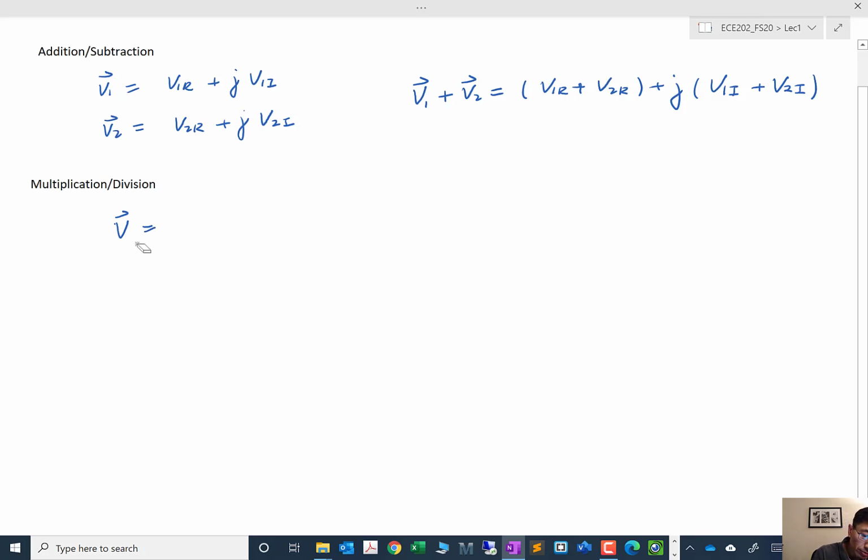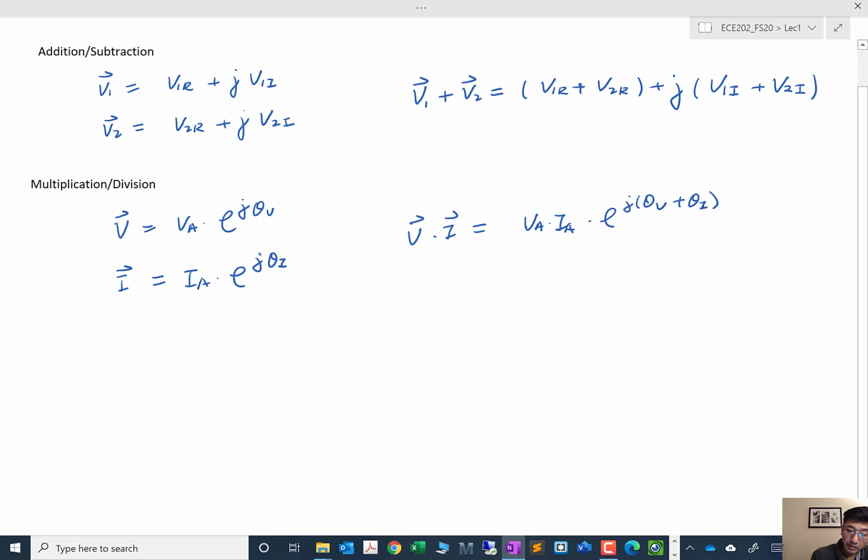Okay, and for the multiplication and division, if you have polar form, let me use v equal to Va times e^(j theta_v) in exponential notation. And if you have a current equal to Ia times e^(j theta_i), then the product v times i is just equal to Va times Ia, the product of the magnitudes, and you just add the phase angles, because for the product of the two exponential functions, you add the exponents, theta_v plus theta_i.